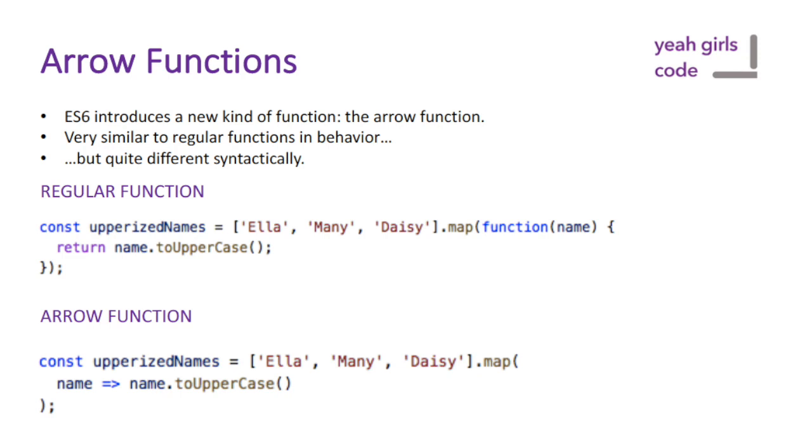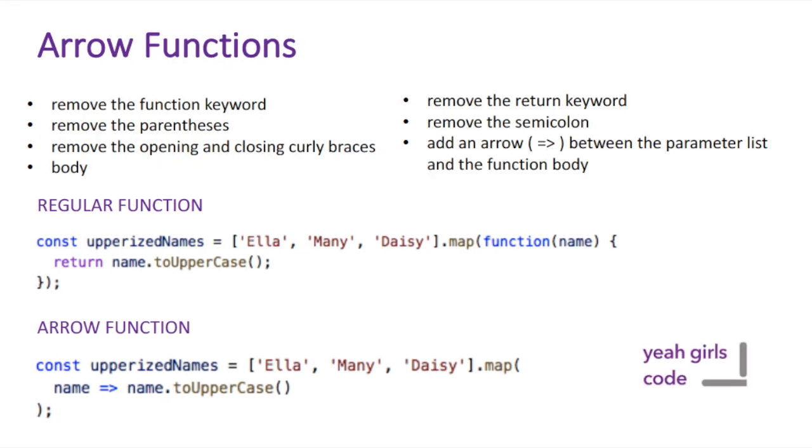So it's just a matter of knowing how actually you get rid of all these things in order to use the arrow properly. So you remove the function keyword, you remove the parentheses, you remove the opening and the closing curly braces, the body, you remove the return keyword, the semicolon, you add an arrow between the parameter list and the function body. Ooh, so that sounds like a lot to do, but if you look visually at the code, you can see how it makes sense, right? And you can see how it actually is quite easy to do and quite easy to update.